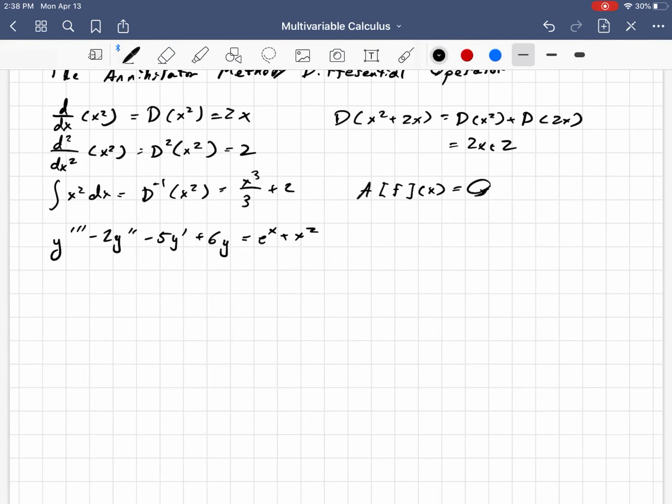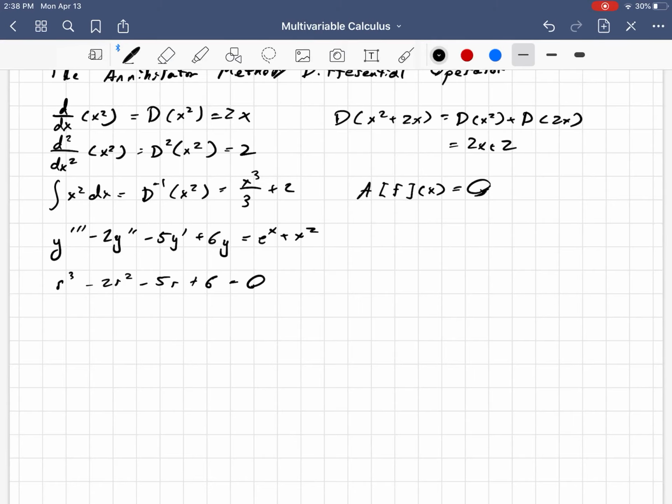Smojkan's so funny to say. Smojkan. Anyway, because 0 plus x squared plus e to the x is still x squared plus e to the x, the superposition principle says it's okay. So anyway, back to this example. We're going to do it with the Annihilator Method.